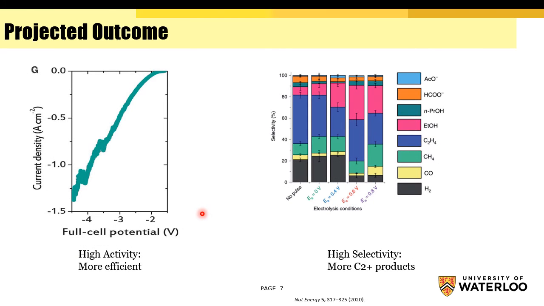So what I want to achieve in this project, the first thing is that I want to increase the conversion efficiency by reaching a higher activity. The other thing is that I want to increase the selectivity, which means that I want to produce more C2 products, even liquid products that are very dense in energy.